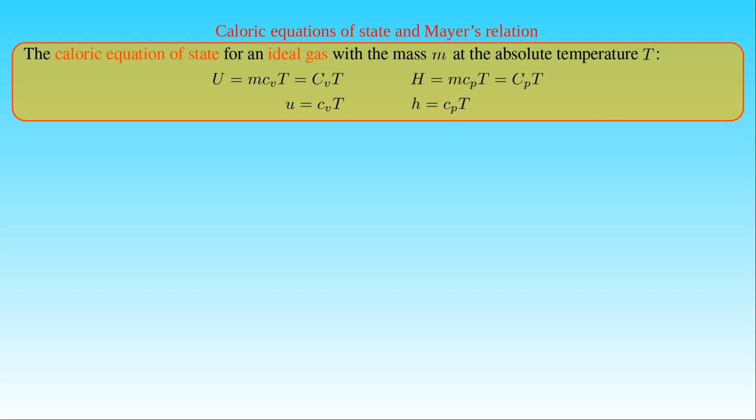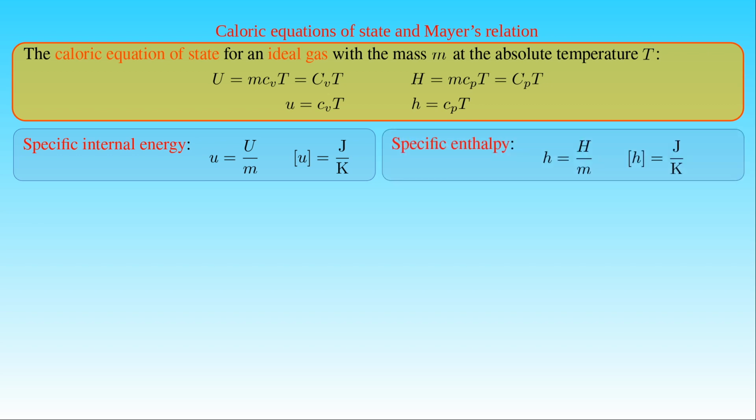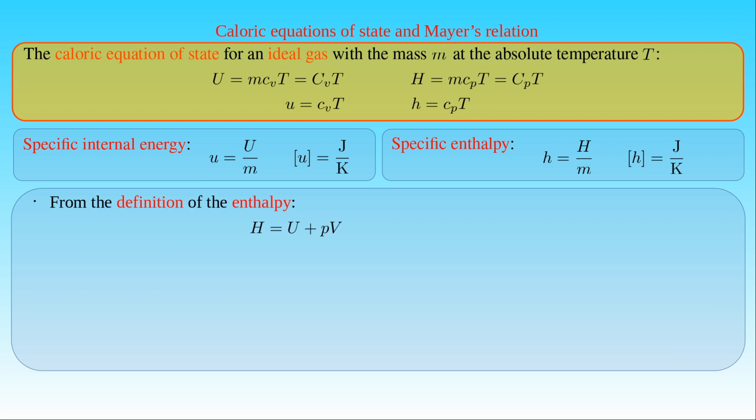Here the specific internal energy u of a substance is simply defined as the ratio of its internal energy U to its mass m, which has the unit joule per kilogram. Similarly, the specific enthalpy h of a substance is simply defined as the ratio of its enthalpy H to its mass m with the unit of joule per kilogram. Since the enthalpy of a gas is defined by the sum of the internal energy and the product of the pressure of the gas and its volume, the product of the pressure and the volume is just the difference between the enthalpy and the internal energy.